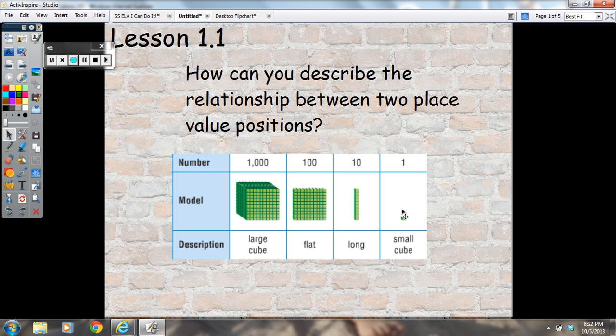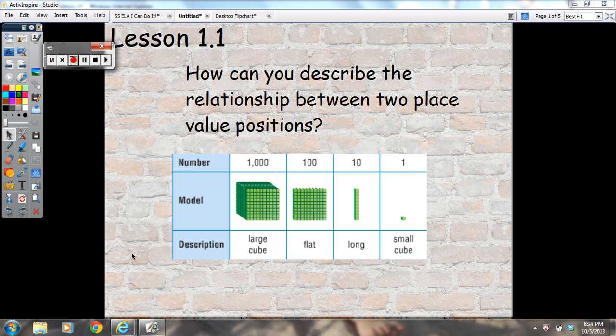Here we have the ones place, and if we take this 1 and we multiply it by 10, we get our tens place. 1 times 10 equals 10. And when we go from the tens place to the hundreds place, if we take this 10, we multiply it by 10, we have the 100. That's how we have our hundreds place. And if we take this 100 and multiply that by 10, we have our 1,000, which is our thousands place. So one thing you need to understand is that when you go from a smaller place to a greater place in our place value, it increases 10 times.